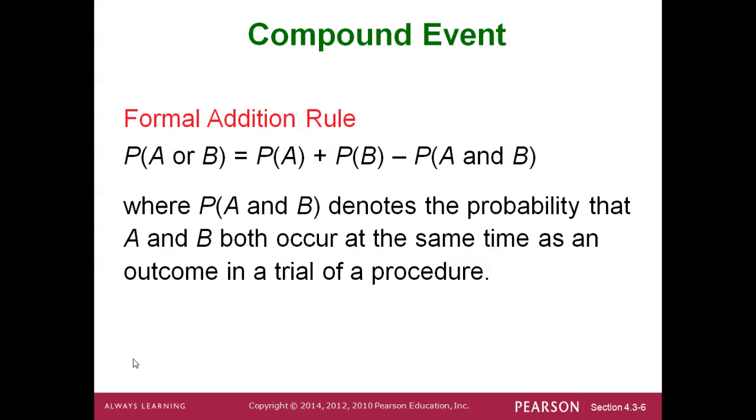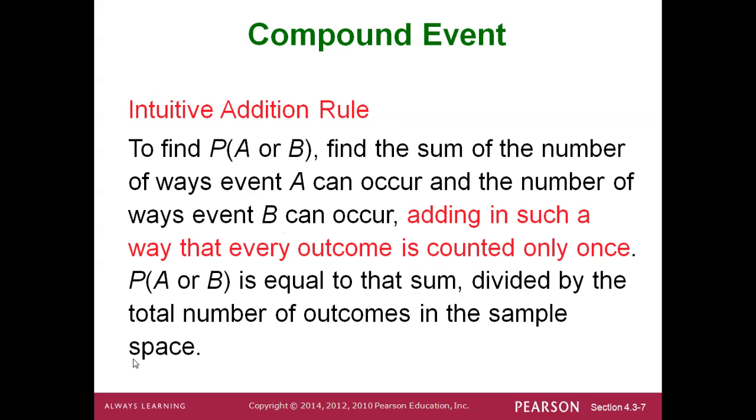So you would have 4 out of 52 plus 13 out of 52 minus 1 out of 52, because that's where it's both a 7 and a heart. So that's how that probability of the event is going to occur, where P(A and B) denotes the probability of them both occurring at the same time.